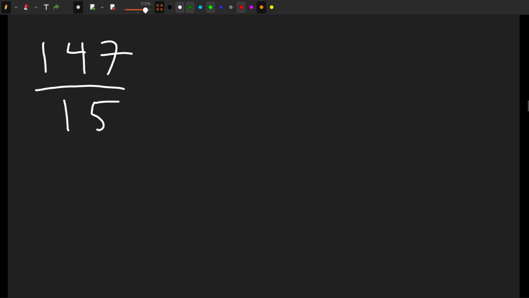Okay, last problem. 15 goes outside the house. 147 goes inside the house. Now this is really kind of annoying because 15 doesn't go into 1. 15 can't go into 14, but it can go into 147. Now, I'll give you a hint. 15 times 10 is 150. So, clearly that's one too many. So let's do 15 times 9.